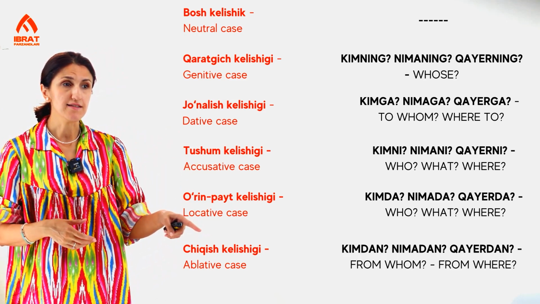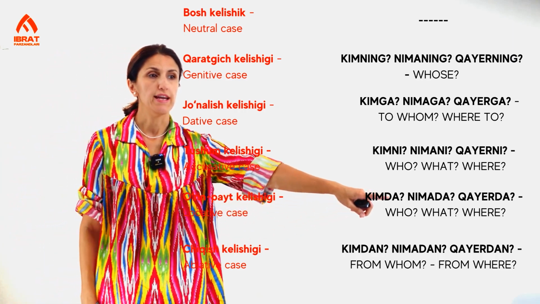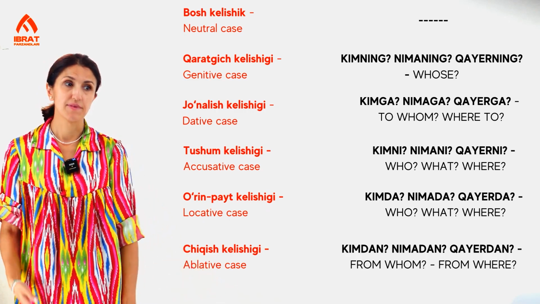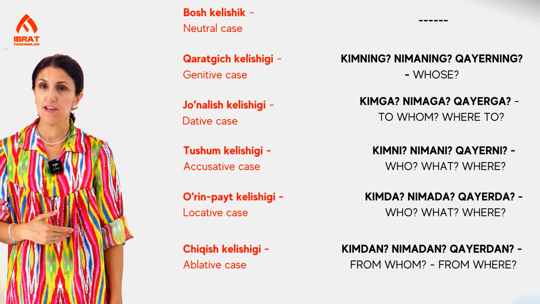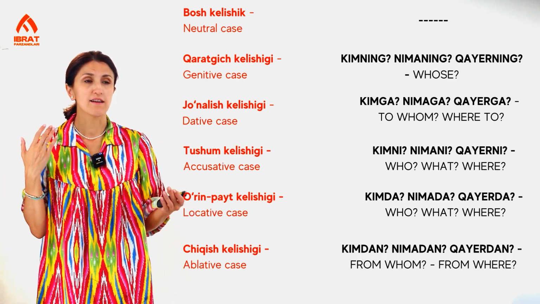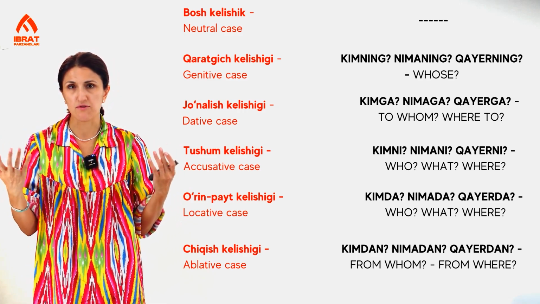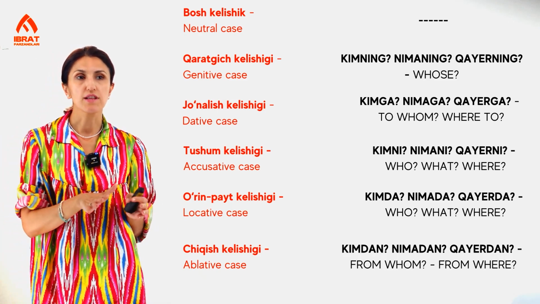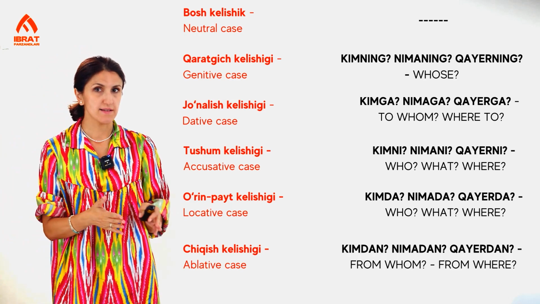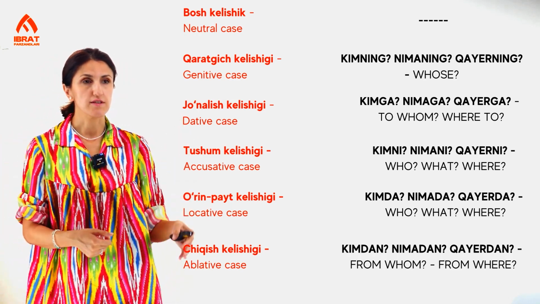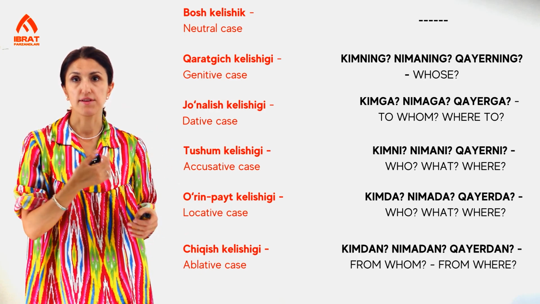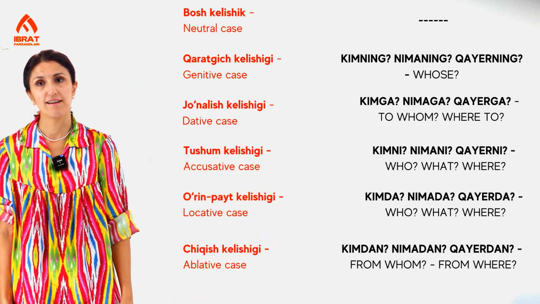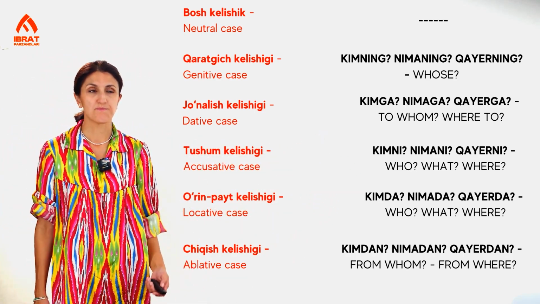Then we have locative case, where your location is. And we add da: nimada, kimda, qayerda. And then this one. Kimdan, nimadan, qayerdan. Let me know if you like learning Uzbek with grammar rules, because sometimes it gets even more confusing. Because I think it's more like a Russian type of system where these questions help us find out the cases. But sometimes we use these endings in other situations too.